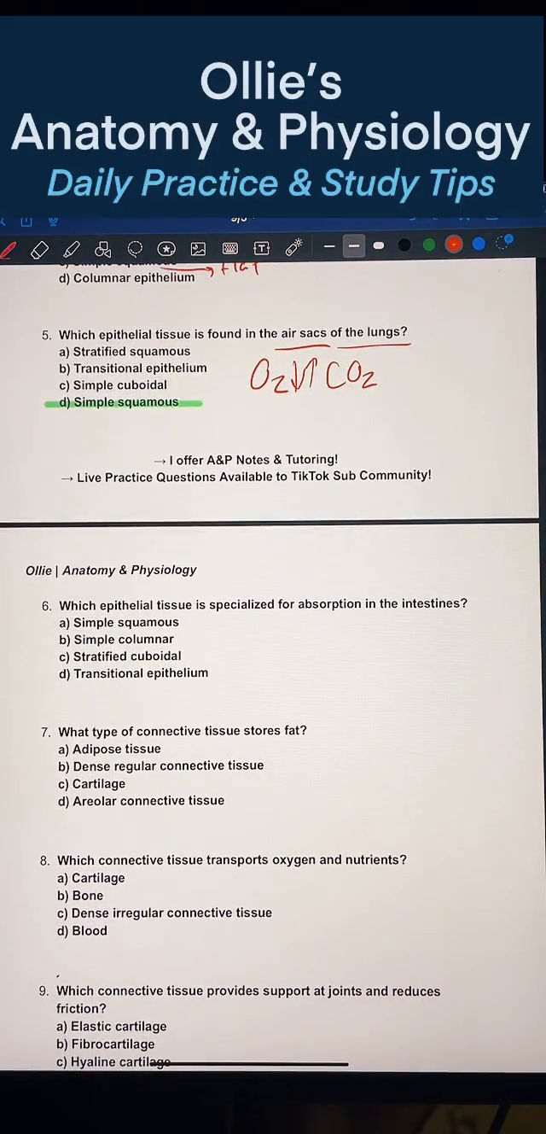Number 6, which epithelial tissue is specialized for absorption in the intestines? A, B, C, or D? No, squamous. It's totally okay. We're here to learn more of the tissues today. Hopefully we can learn more by the end of today's live.